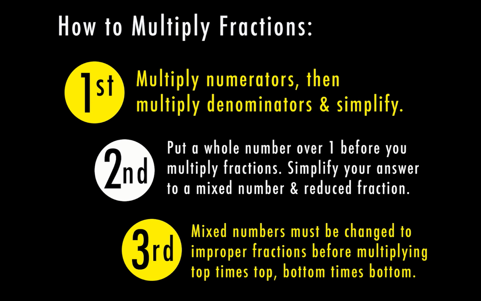Third, mixed numbers must be changed to improper fractions before we can multiply, top times top and bottom times bottom. Once we do popcorn, we can multiply straight across the top, straight across the bottom, and then you're likely to have to change it back into a mixed number.